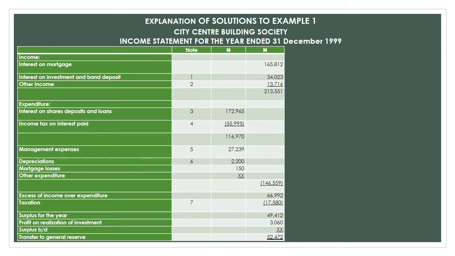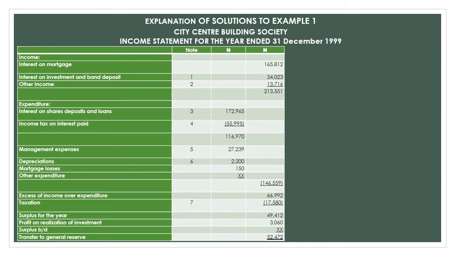So we have other income. You add all this income together, and you have your total income. Then the next thing is to bring out the expenditure from the trial balance. So you have interest on shares, deposits, and loans, 172,965. This is note 3. Income tax on interest paid. You have them like that, and you net it off from the interest on shares, deposits, and loans. You have 116,970. Add your management expenses, depreciation, mortgage losses, and all that.